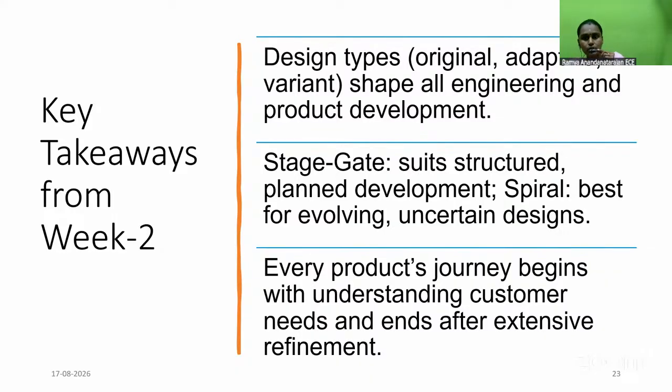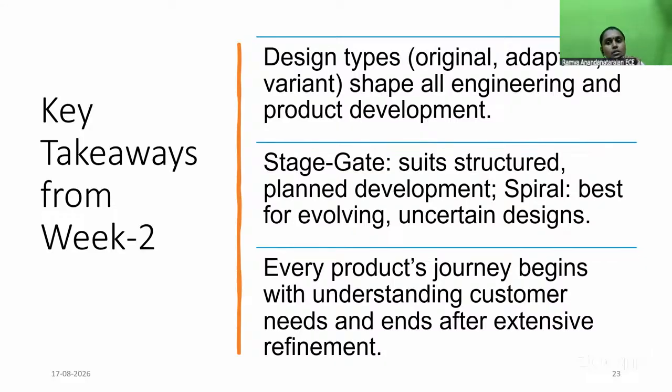Then you have spiral process. That is, you do it in a different number of iterations. So after one iteration you may get a partial product. You go through a number of iterations, which is repeated cyclically, and then finally you decide the product. And what is the third point here? Every product's journey begins with understanding the customer needs, and it ends after extensive refinement. So this is your summary of week 2.